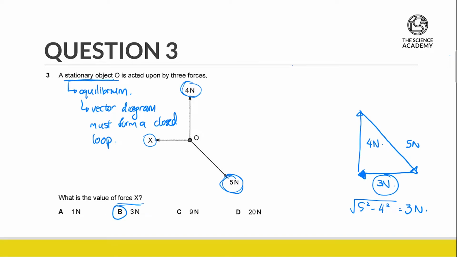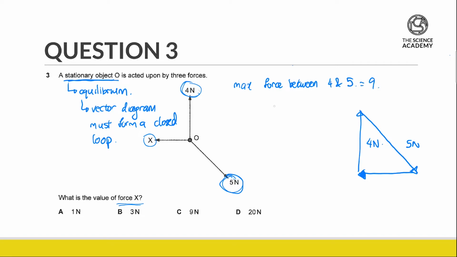But let's say it didn't occur to you to use Pythagoras theorem. Alright, how would we otherwise do this particular question? Okay, we already know that for these 2 forces, 4 Newtons and 5 Newtons, the maximum force that we can get between 4 and 5 is going to be equal to 9. And this can only occur if the 2 forces are aligned in the same direction.